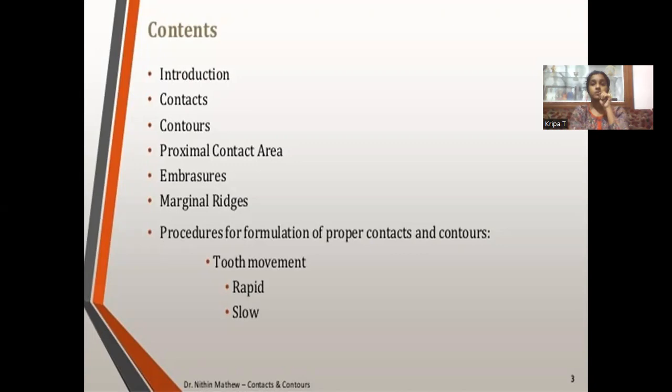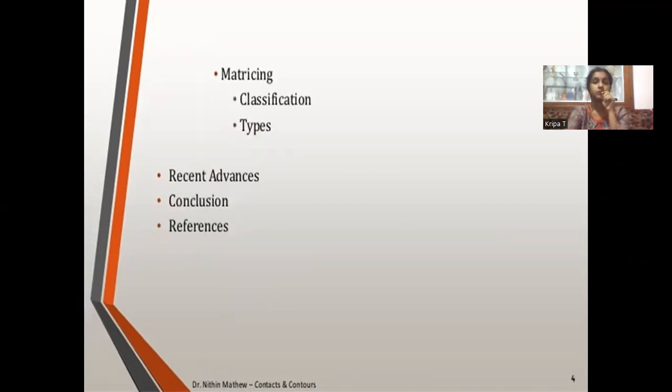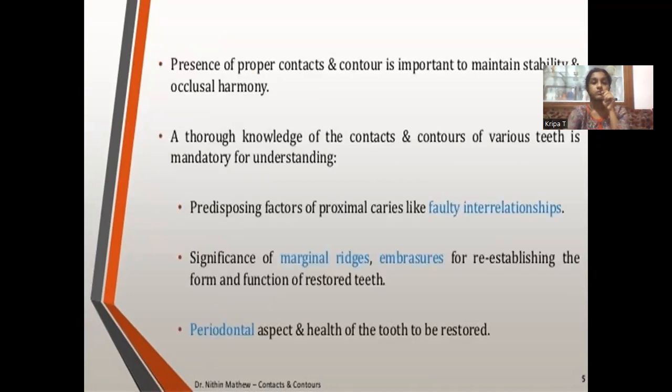So today's discussion will be coming under the following topics: introduction, contacts and contours, embrasures, marginal ridges, how to create proper contact and contour, and conclusion.